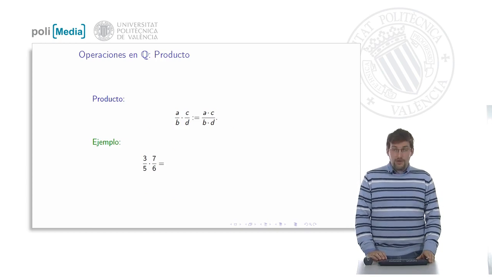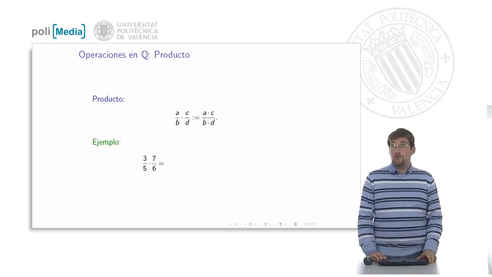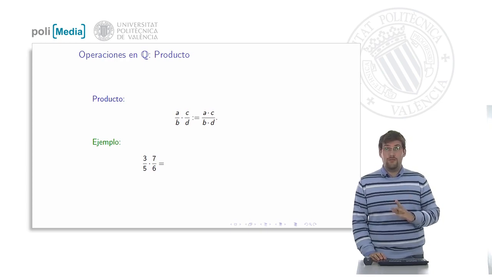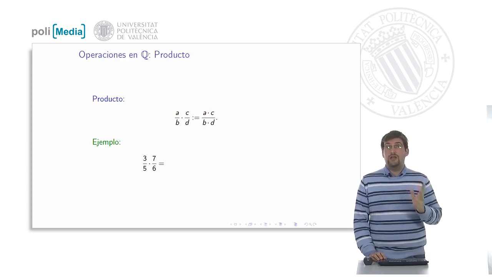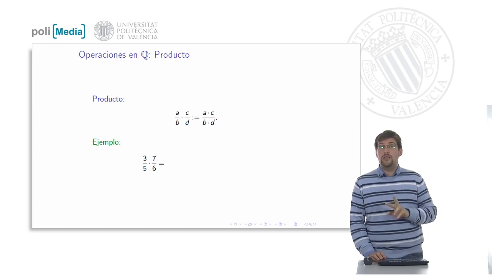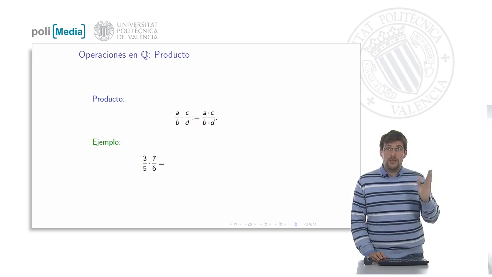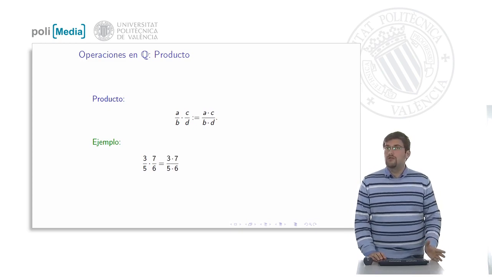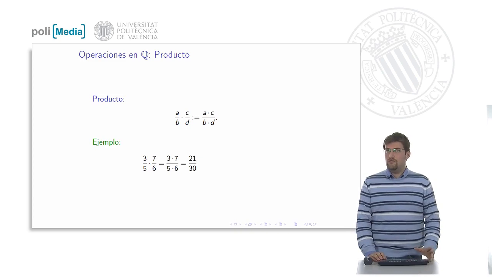The other important operation in rationals is multiplication. How is the product of two fractions defined? In this case, it is much more natural. The product of two fractions is a new fraction, where the numerator is the product of the numerators, and the denominator is the product of the denominators, meaning you multiply what's above and multiply what's below. In this case, 3/5 times 7/6 is 3 times 7 divided by 5 times 6, resulting in 21/30.